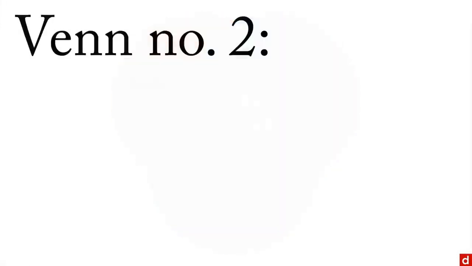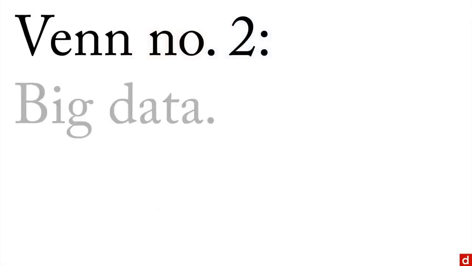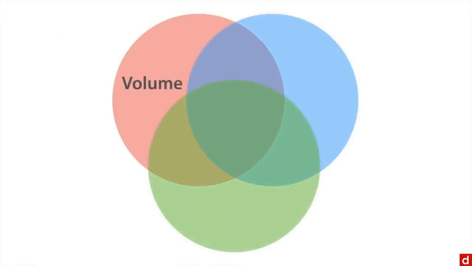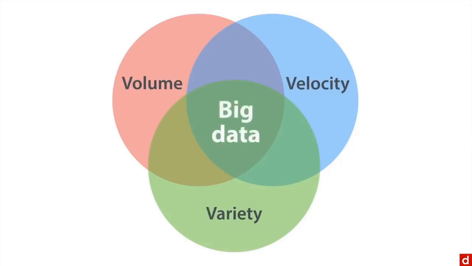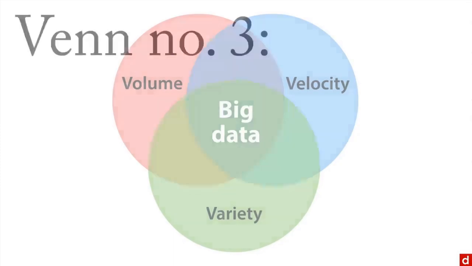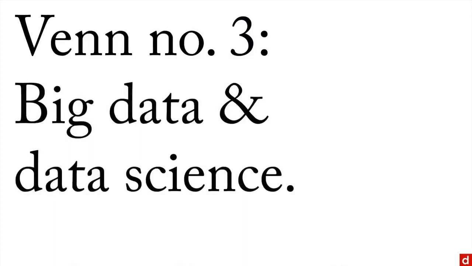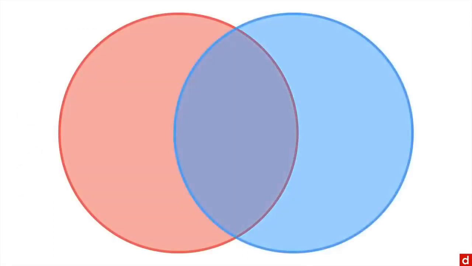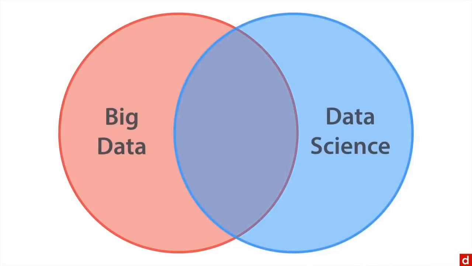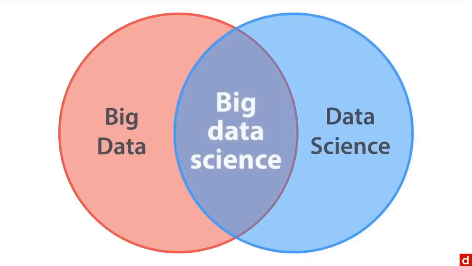On the other hand, Venn diagram number 2 is for big data. It also has 3 circles, and we have the high volume of data, the rapid velocity of data, and the extreme variety of data. Take those 3 V's together, you get big data. Now, we can also combine these 2 if we want in a third Venn diagram we call big data and data science. This time it's just 2 circles with big data on the left and data science on the right. And the intersection there in the middle is big data science, which actually is a real term.